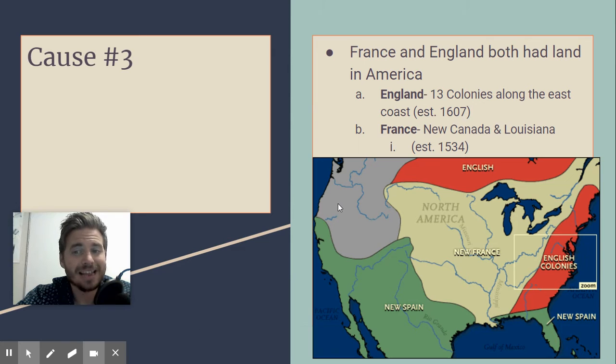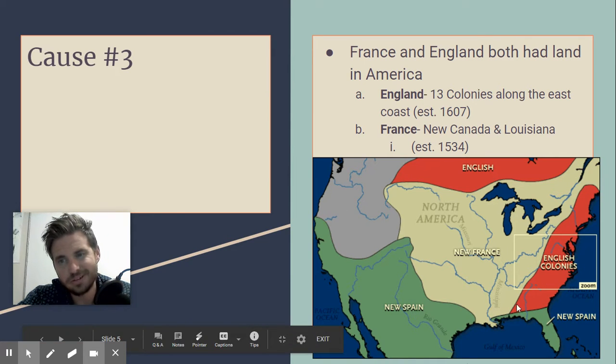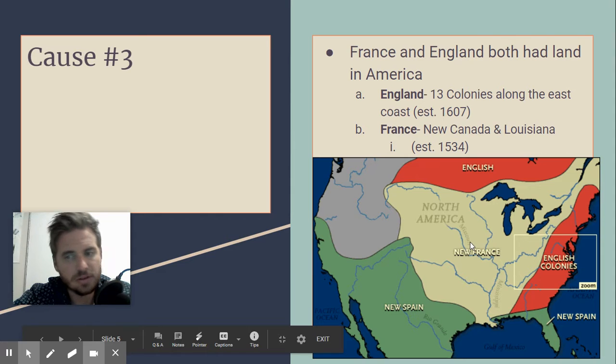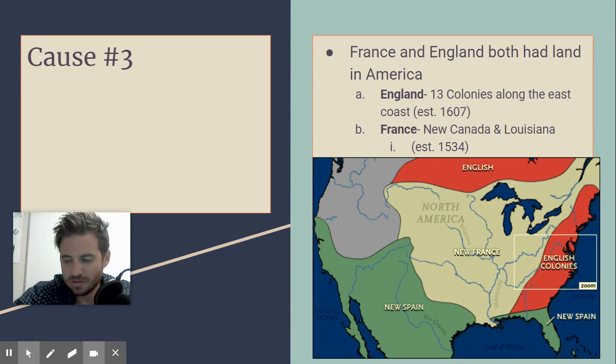Number three, they both have land in America. Again, we talked about the English colonies, boom, boom, or really just boom, and then they own land in Canada. France also owns land in Canada, but also owns land in the modern day United States.